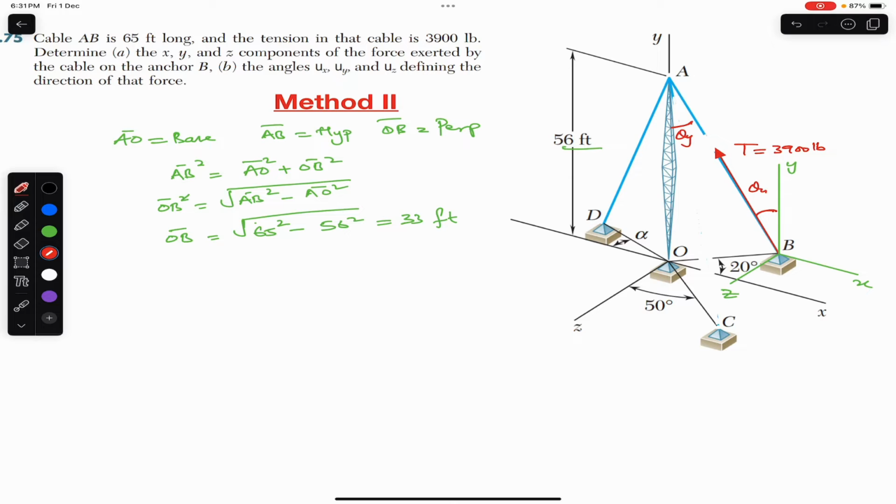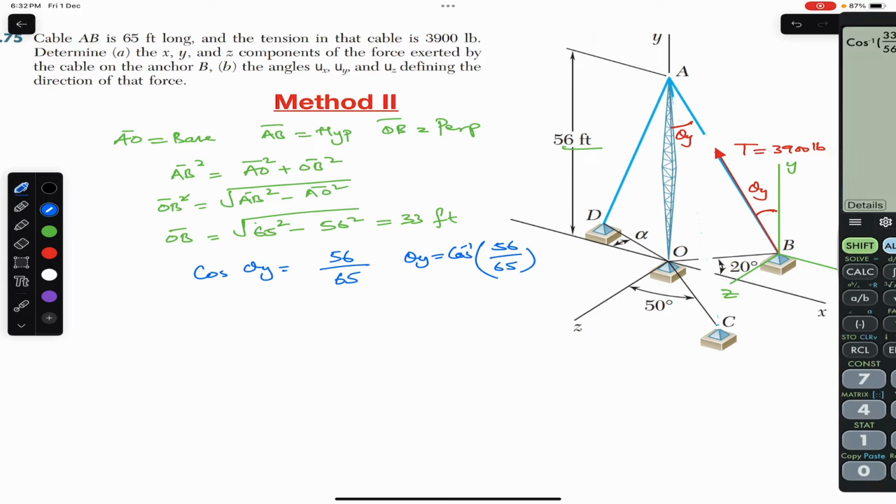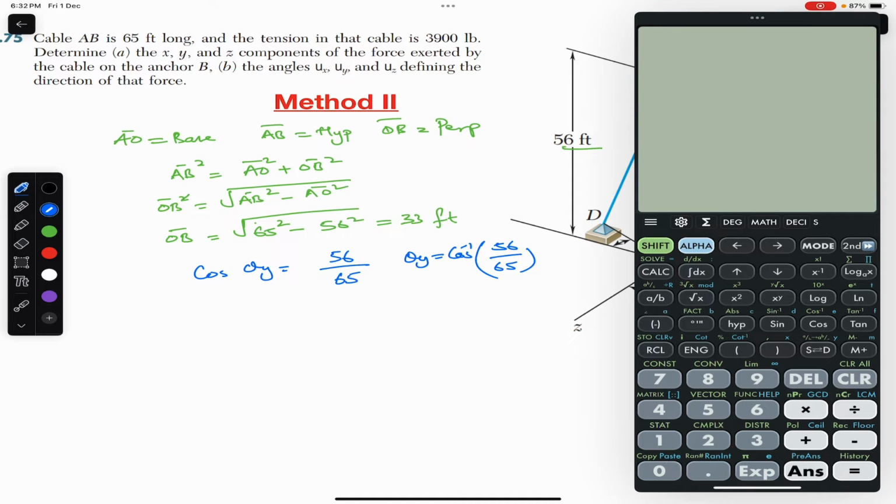So we can find theta y by applying the cos of theta y to this right angle triangle AOB. Cos theta y is equal to the base over the hypotenuse. The base is 56 and the hypotenuse is 65. So theta y is equal to cos inverse of 56 divided by 65, which gives us 30.51. Theta y is equal to 30.51 degrees.